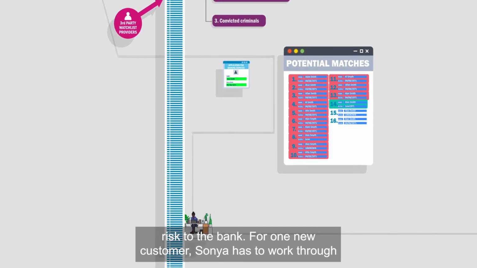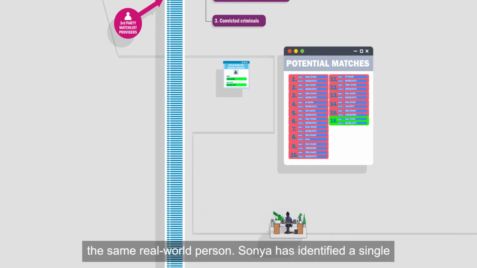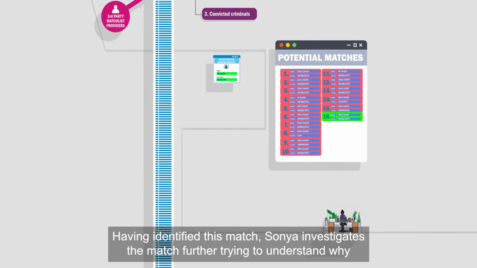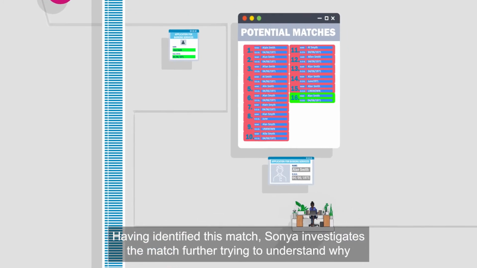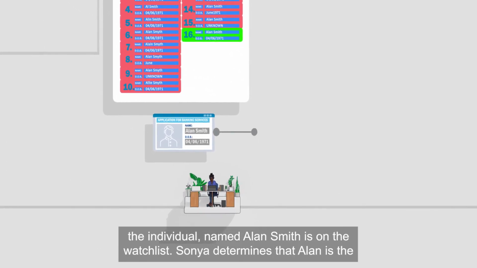For one new customer, Sonia has to work through 16 potential matches against entries to the watch list to determine if they relate to the same real-world person. Sonia has identified a single true match for the customer she is looking to onboard. Having identified this match, Sonia investigates the match further, trying to understand why the individual, named Alan Smith, is on the watch list.